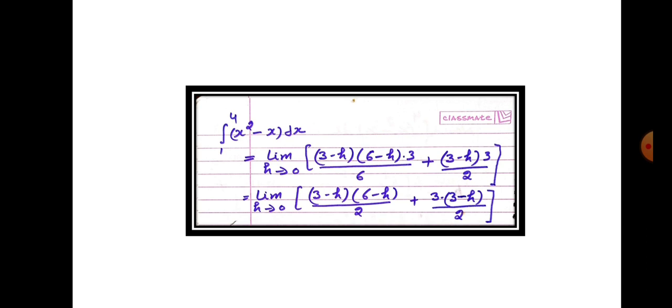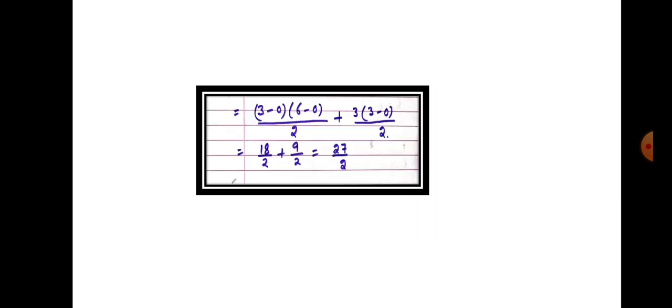So integration from 1 to 4 of x square minus x dx is equal to the limit as h approaches 0 of h times [3 minus h into 6 minus h into 3] whole divided by 6 plus [3 minus h into 3] whole divided by 2. So limit h approaches 0, 3 minus h into 6 minus h whole divided by 2. So 3 and 6 get cancelled, so we will get 2 here. So plus 3 into 3 minus h whole divided by 2.